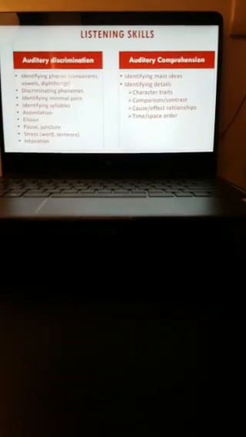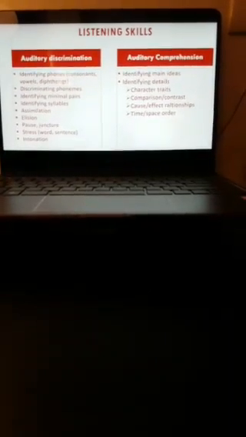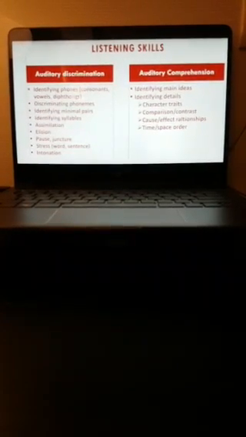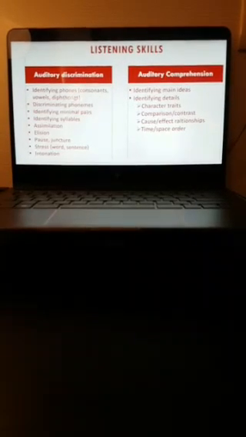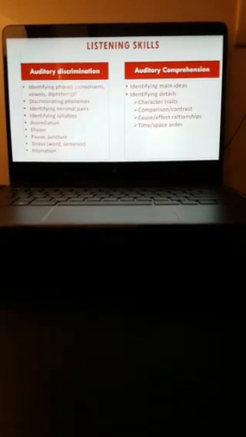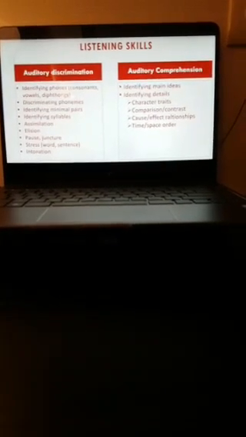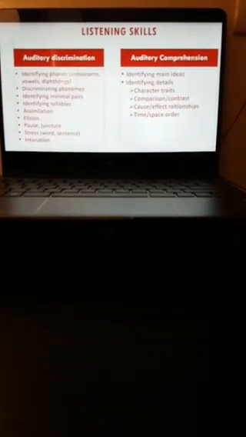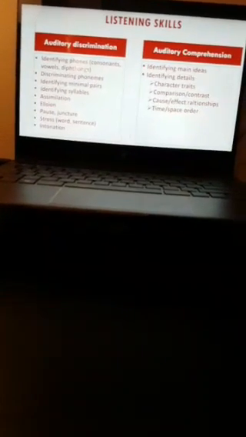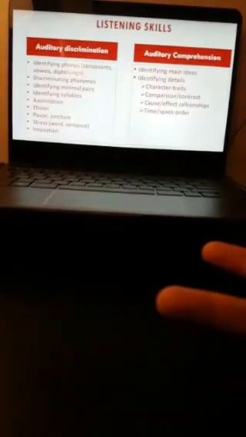Something called auditory discrimination or identification. Auditory comes from audit, and audit means listen. So auditory means listening discrimination. What do we mean by listening discrimination? When we hear a person speak English, French, Russian, German, Japanese, or Chinese, we need to be able to identify the sounds that we hear. That this is a consonant, this is a vowel, this is a diphthong, this is a syllable, this is a suffix, this is a prefix.